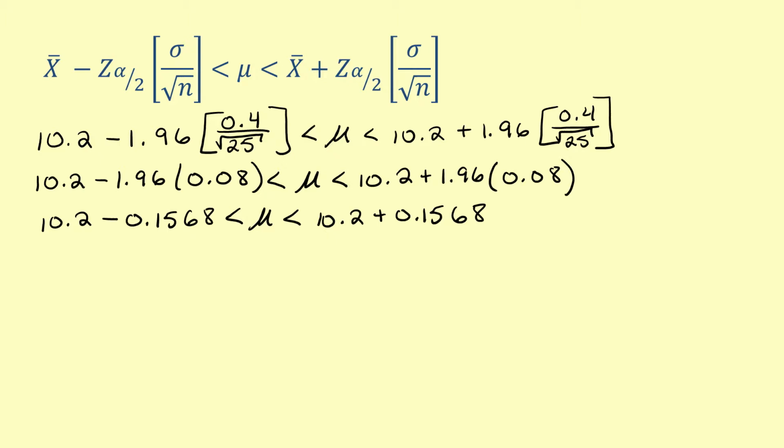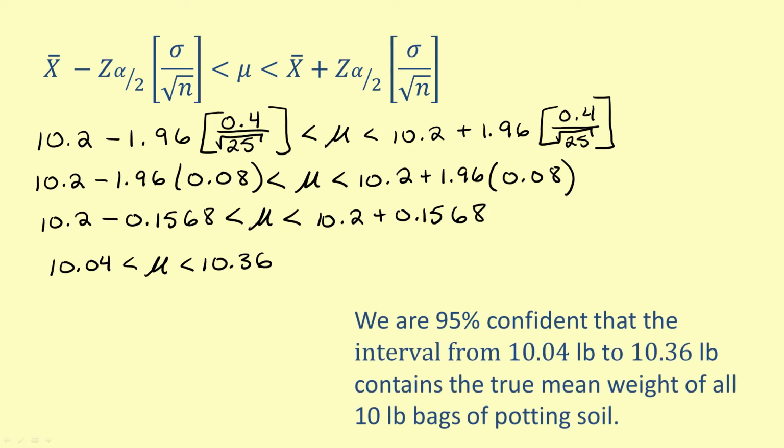Finally, subtract and add, rounding to 2 decimal places, to get 10.04 is less than mu is less than 10.36. What does this mean? It means that we are 95% confident that the interval from 10.04 to 10.36 contains the true mean weight of all 10-pound bags of potting soil.